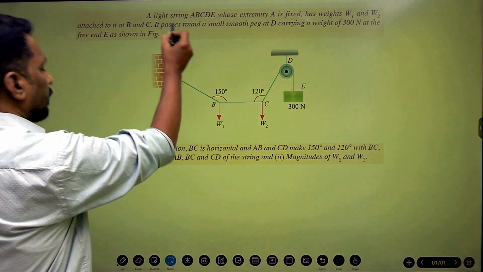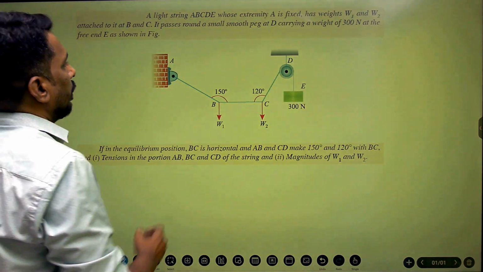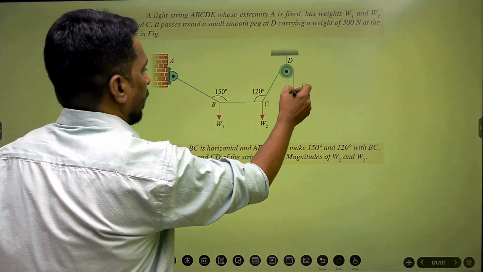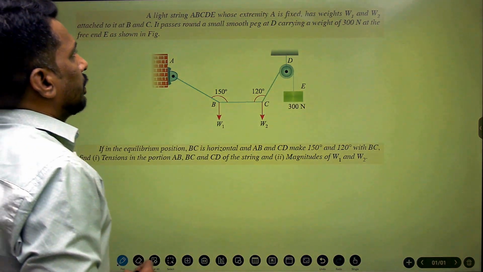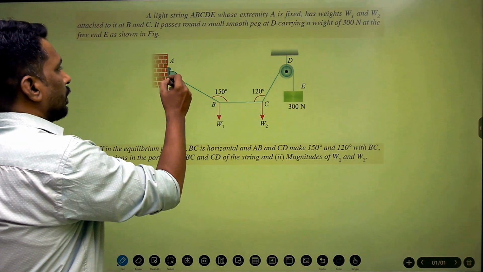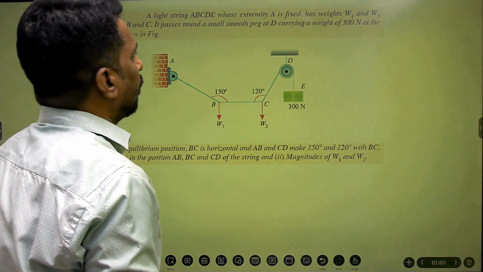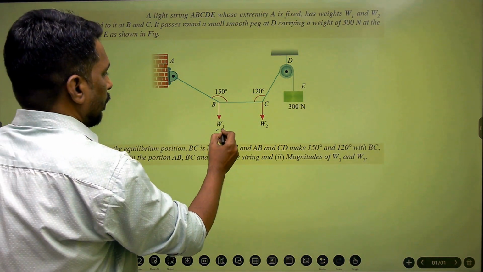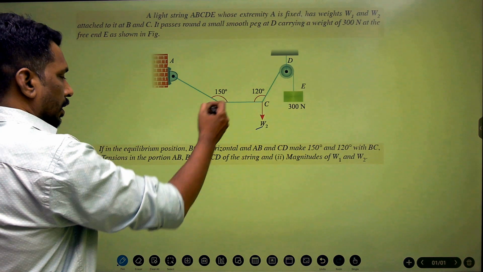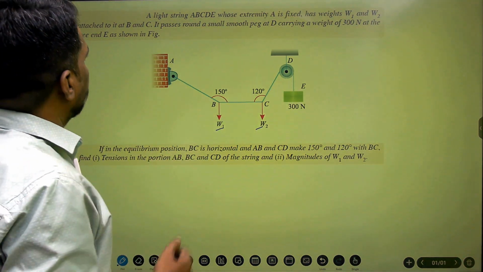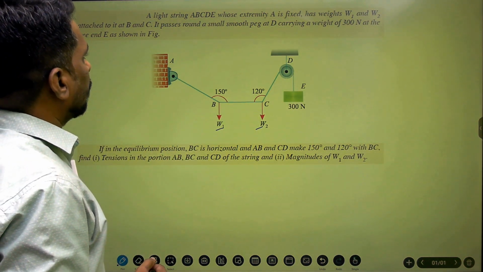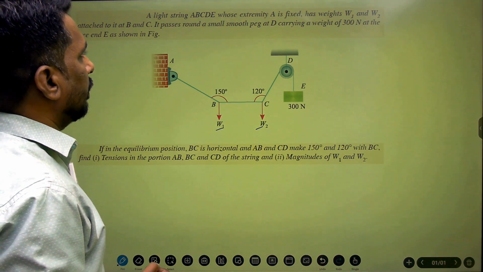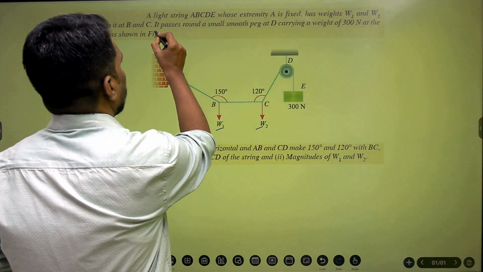Here, a light string A, B, C, D, E, whose extremity A is fixed. So this one is a fixed part. It has weights W1 and W2 attached to it at B and C. So you can see here W1 and W2 are suspended from points B and C. It passes round a small smooth peg at D. So now this statement is very much important.